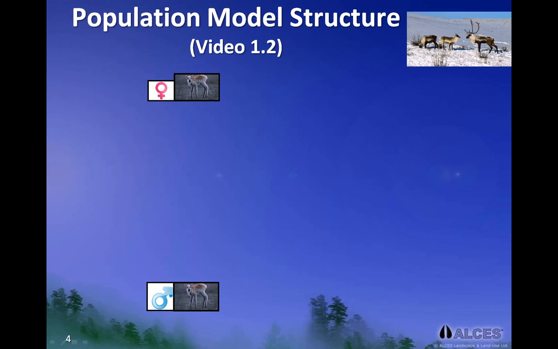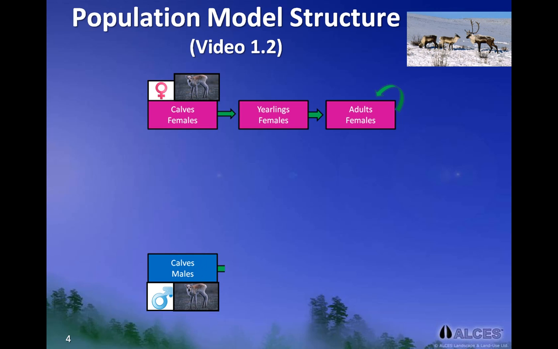We applied the concept of a stock and flow model to an animal population and used caribou as an example. We distinguished females from males, and in the simplest example, we defined 3 age classes: calves, yearlings, and adults. Each age and sex class of caribou in the model structure represents a stock or unique group within the population. The green arrows represent inflow rates from one stock to another.